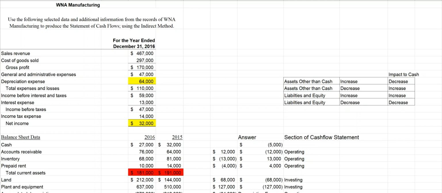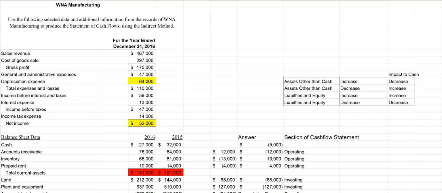This is going to be a tutorial on how to complete the statement of cash flows. Let's first begin by talking about the purpose of this statement. The purpose of this statement is to show the flow of cash in and out of the company. As an investor, we would like to know how the company spent their cash and how the company received their cash. This is seen in the statement of cash flows.